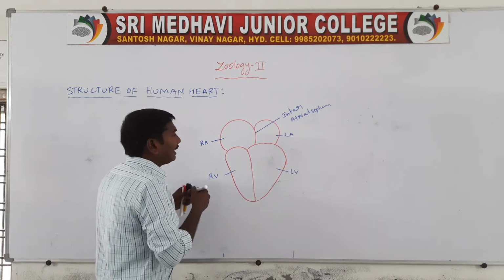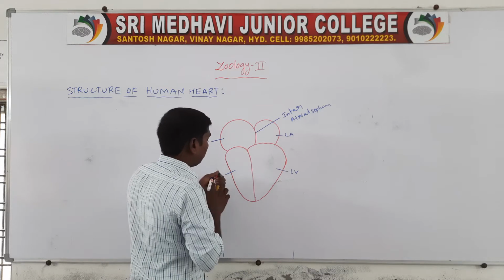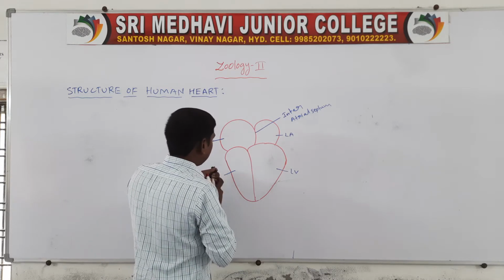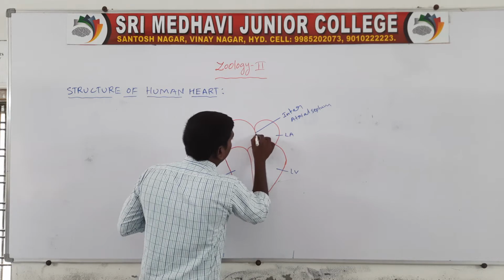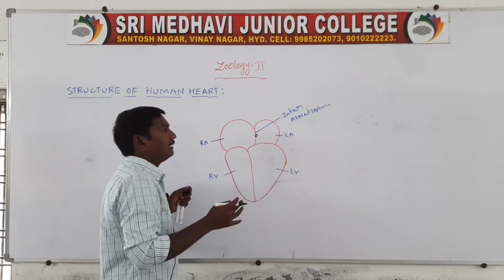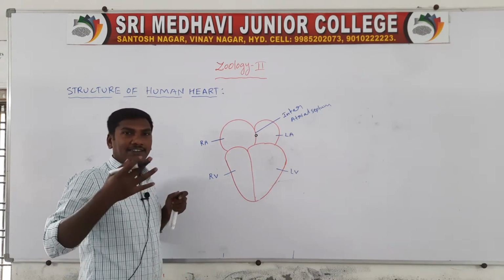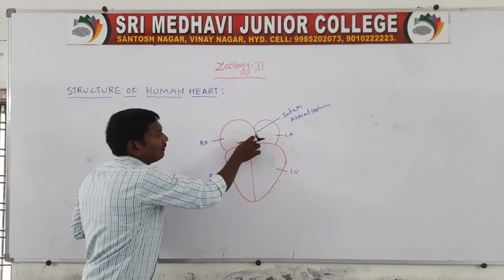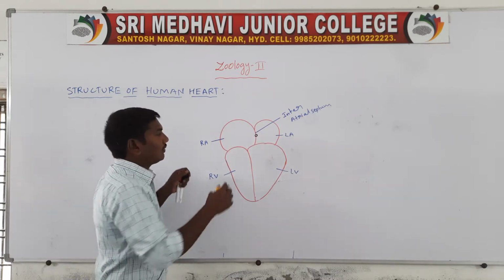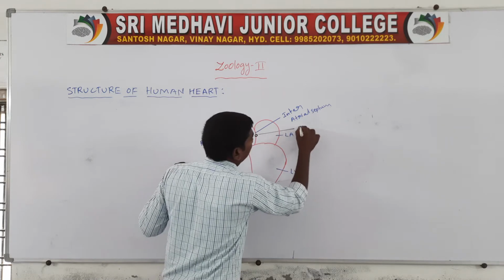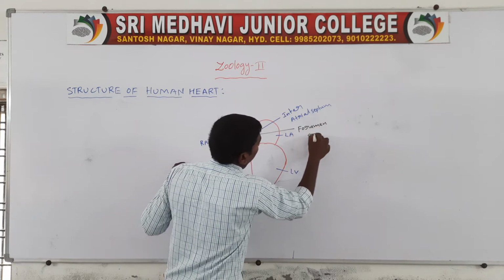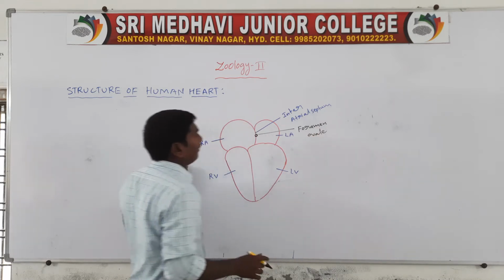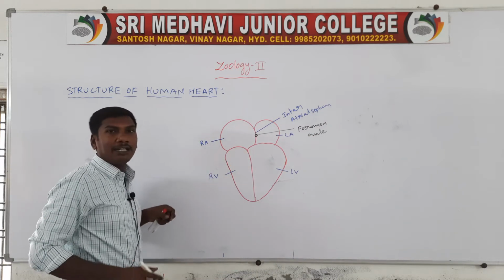The interatrial septum contains a hole. In the embryonic stage, in the fetal heart, the interatrial septum contains a hole. That hole is called the foramen ovale.